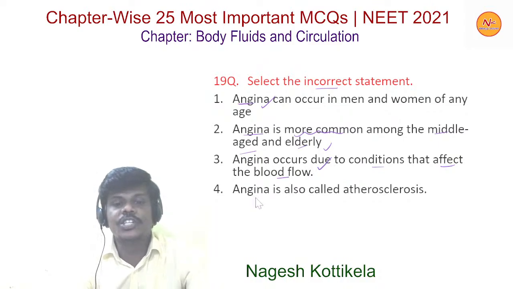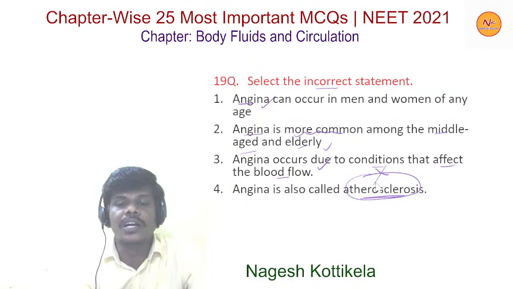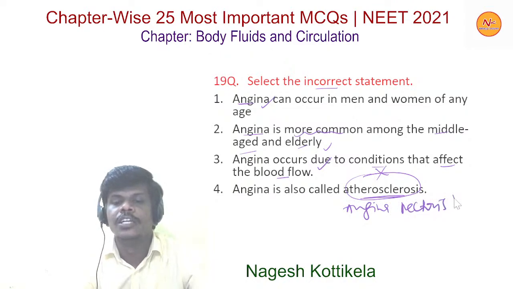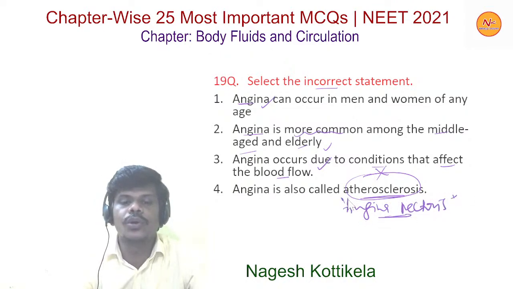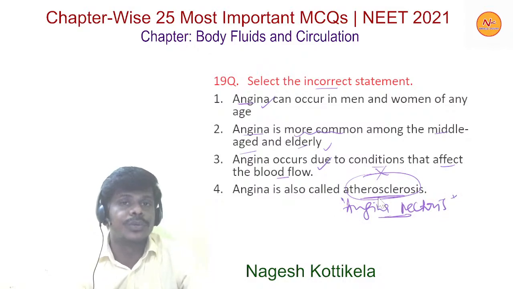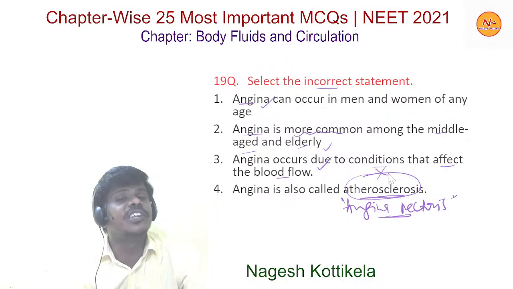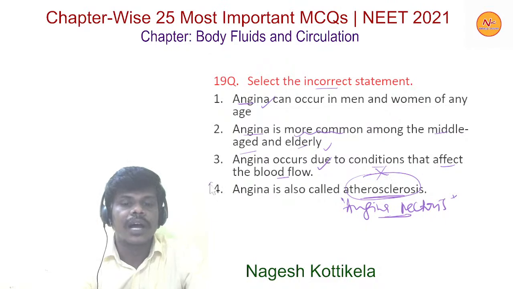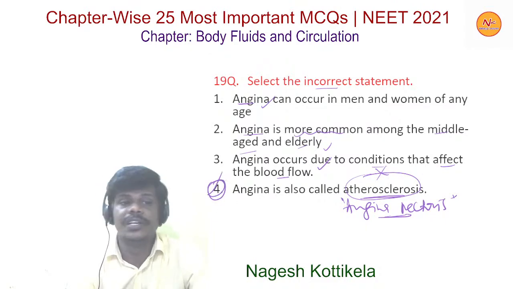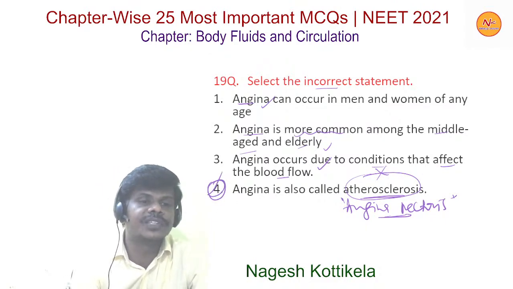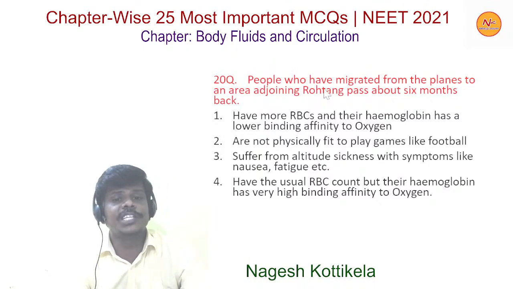Now, angina is also called atherosclerosis. This is wrong. Okay, actually it is called angina pectoris. Okay, so angina is also called angina pectoris. So the fourth statement is wrong. So option 4 is the right option. Now, moving to the next question after this, question number 20.